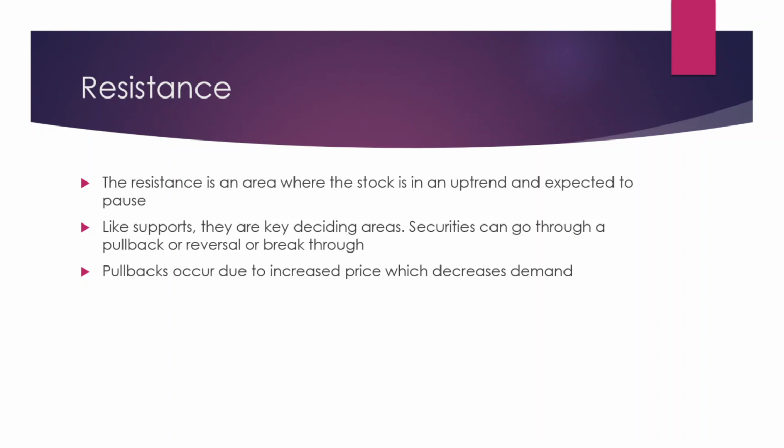But usually, if nothing much has changed, pullbacks occur due to the increased price, which decreases the demand. Law of demand. If they see it as overextended, they want to sell and take their profits there, and because there are so many people trying to sell there, that makes the price go down, and it just feeds this endless cycle of ups and downs, support and resistance.